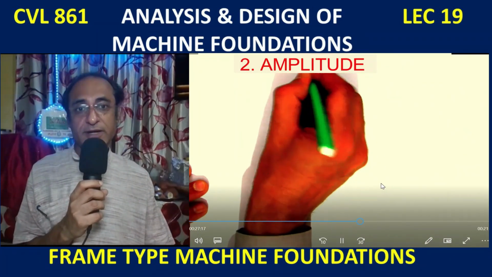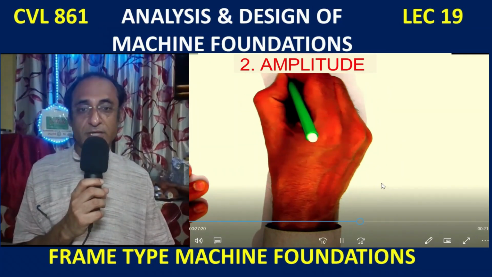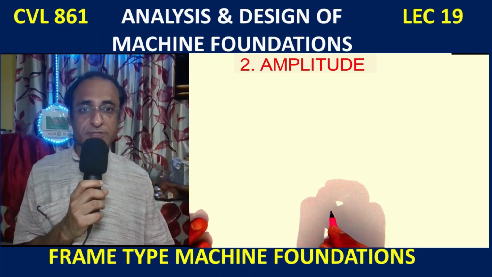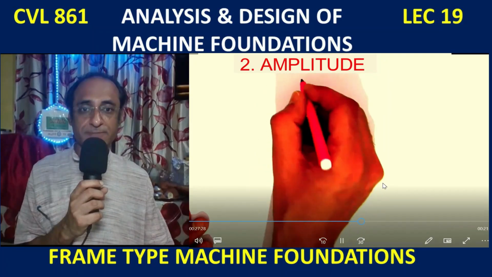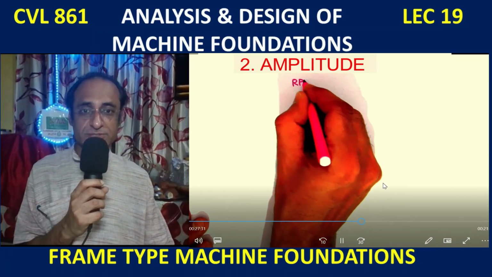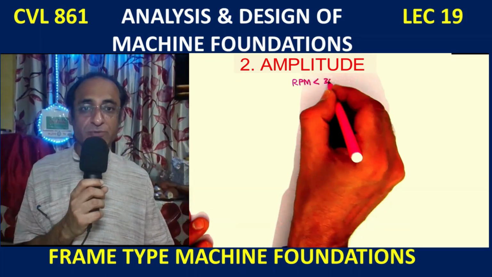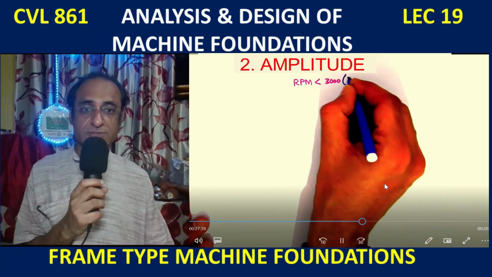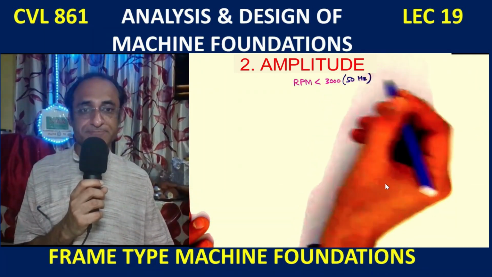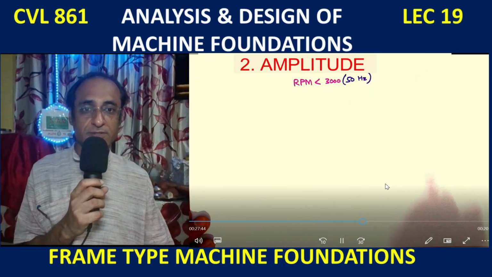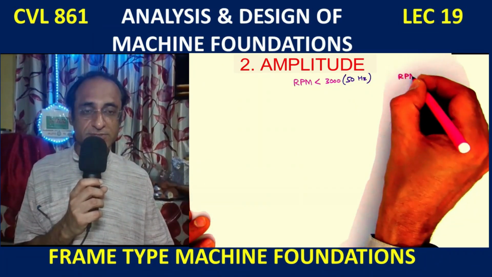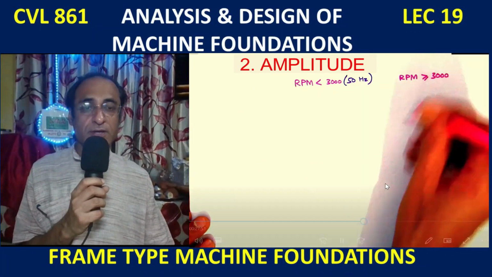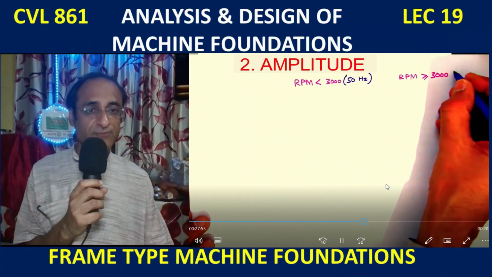And the next criteria is the amplitude. In the case of block type foundations, we were following a curve. Now here we have stricter requirements in the case of the frame type foundations, and the requirements depend on whether the RPM is less than 3000, which is 50 Hertz, or greater than 3000 RPM, that is greater than 50 Hertz. Why 50 Hertz comes into picture is because the high frequency machines are classified as those above 50 Hertz.